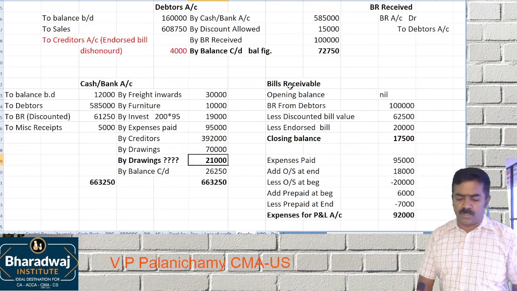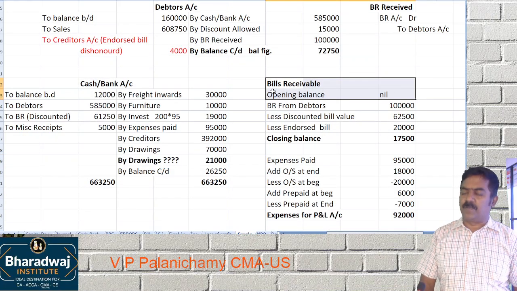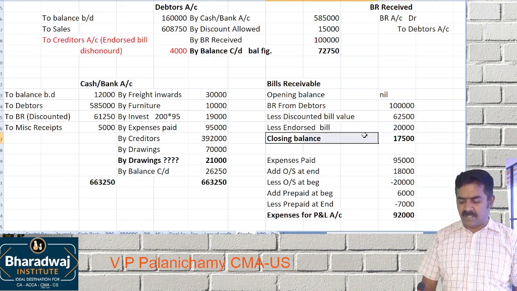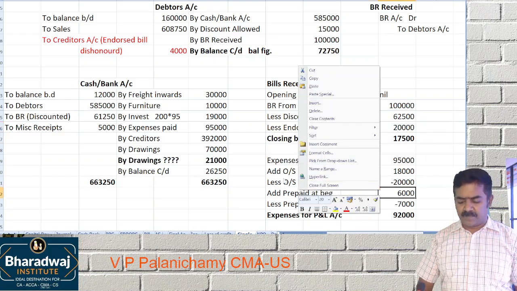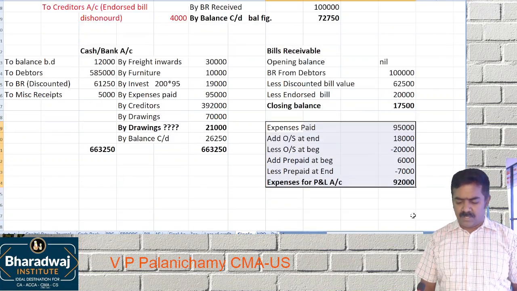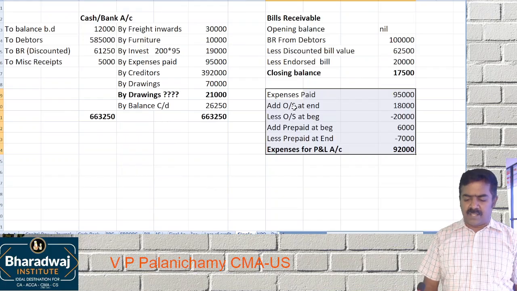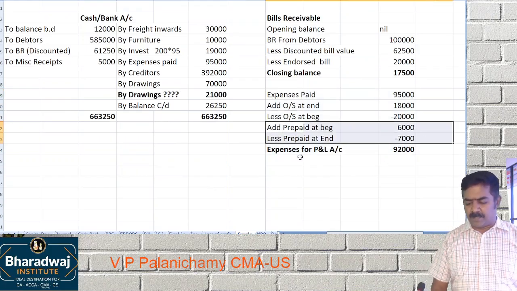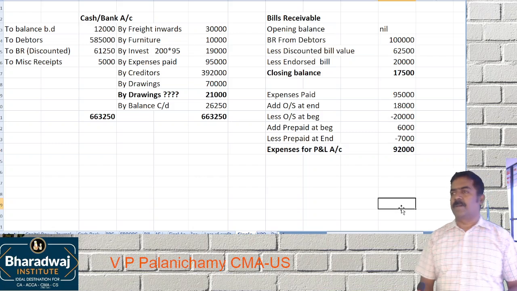Bills receivable, ledger account, opening balance, to balance brought down 0. To debtors, 1 lakh. By bills discounted, 62,500. By bills endorsed to creditors, 20,000. Closing balance, 17,500. Then expenses normal like any other final accounts. Expenses paid plus outstanding at the end of the year minus outstanding at the beginning. Prepaid at the beginning minus prepaid at the end will give us expenses for which account? P&L account.